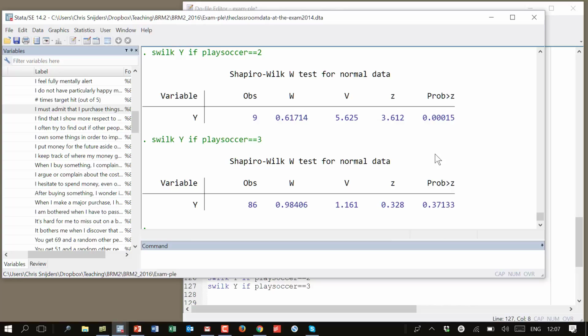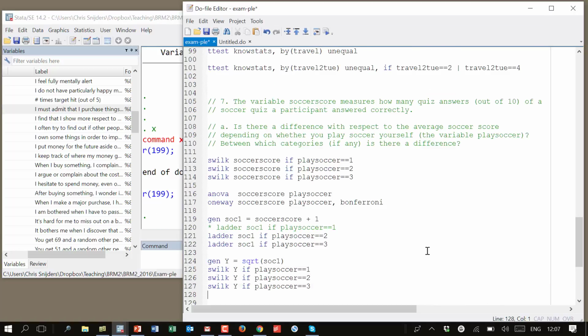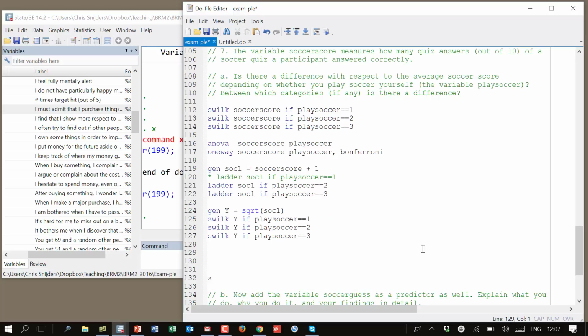Okay, so I'm running out of options here. I cannot really come up with a decent transformation that will solve all the problems here. First of all, I had that problem already with that ladder command, so that already is not ideal. And here we see that the only one that did work, in fact, doesn't work if we do that swilk test for normality, because then the second group violates the assumption. Okay, so that would mean there's only one thing to do left. Conclusion here, none of this works. What do we do?